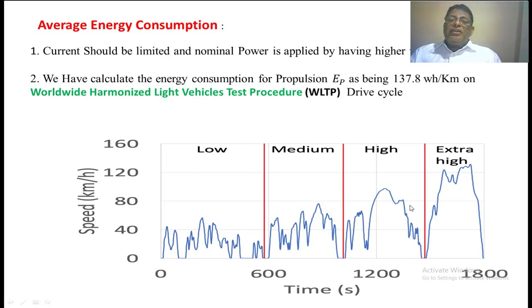Now the total energy is consumed and how much distance is traveled. So the total energy consumed by the vehicle which is following this drive cycle divided by the total distance gives the average energy consumption. The average energy consumption of a propulsion system, EP, we have taken here as 137.8 watt hours per kilometer, because we have taken the 1 ton vehicle which followed this drive cycle for 250 kilometers. So we got this value.